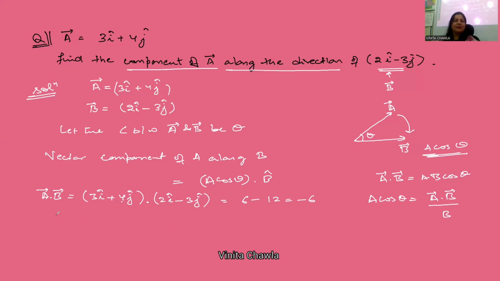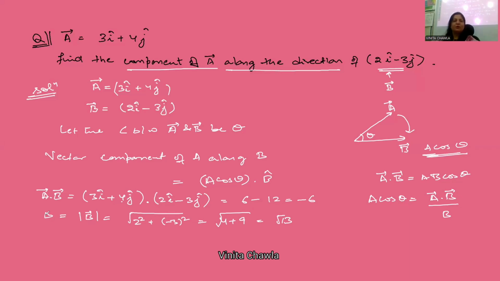Now find the magnitude of B. Magnitude of B is the square root of 2 square plus minus 3 square. We take the magnitude like this, right? So 4 plus 9, which gives √13. This is your A cos theta.